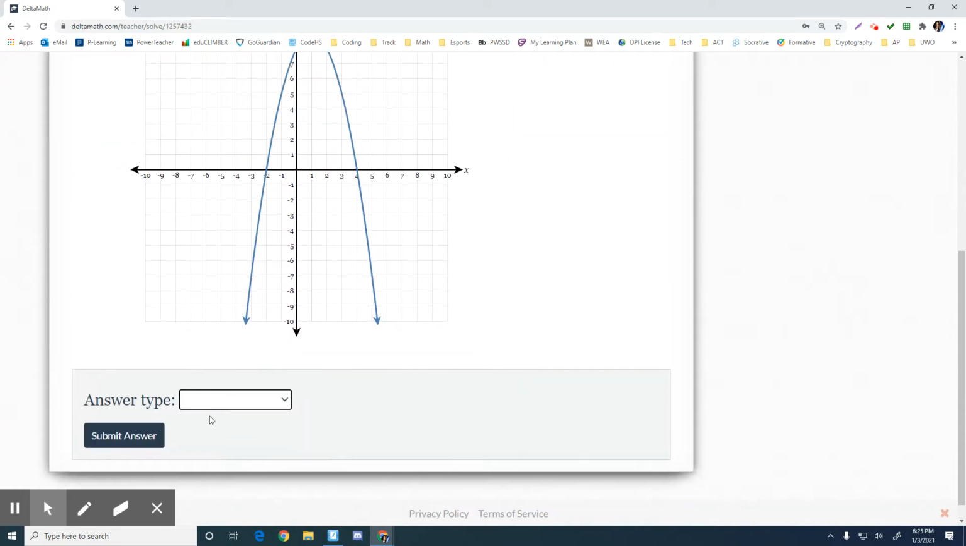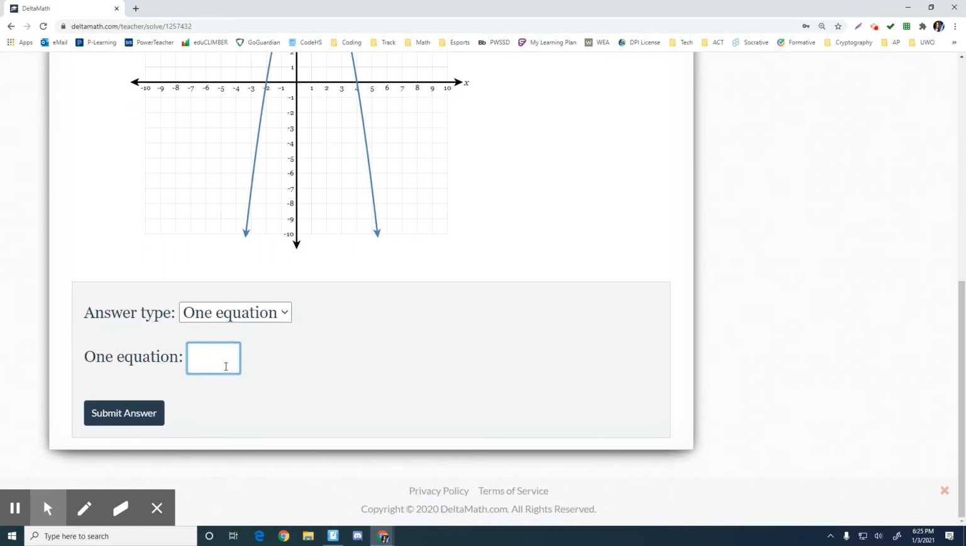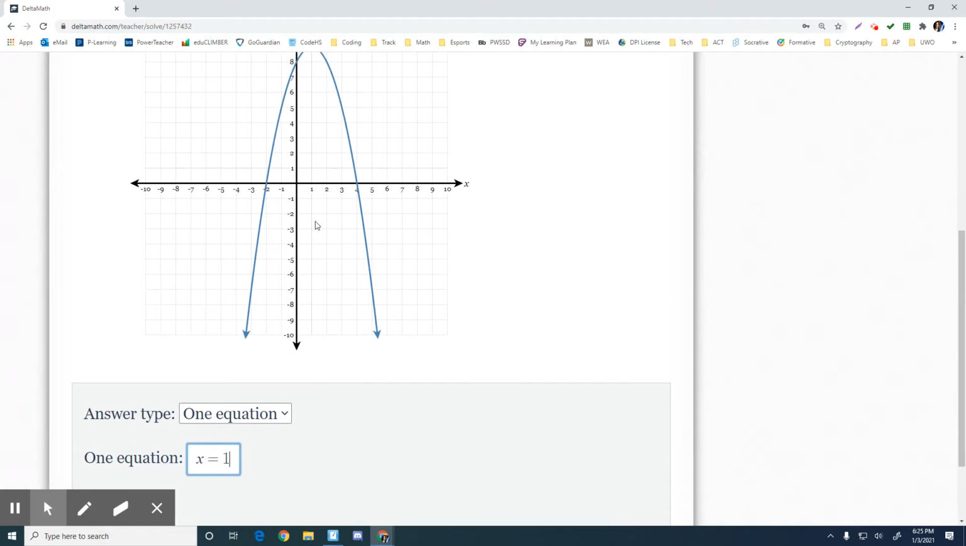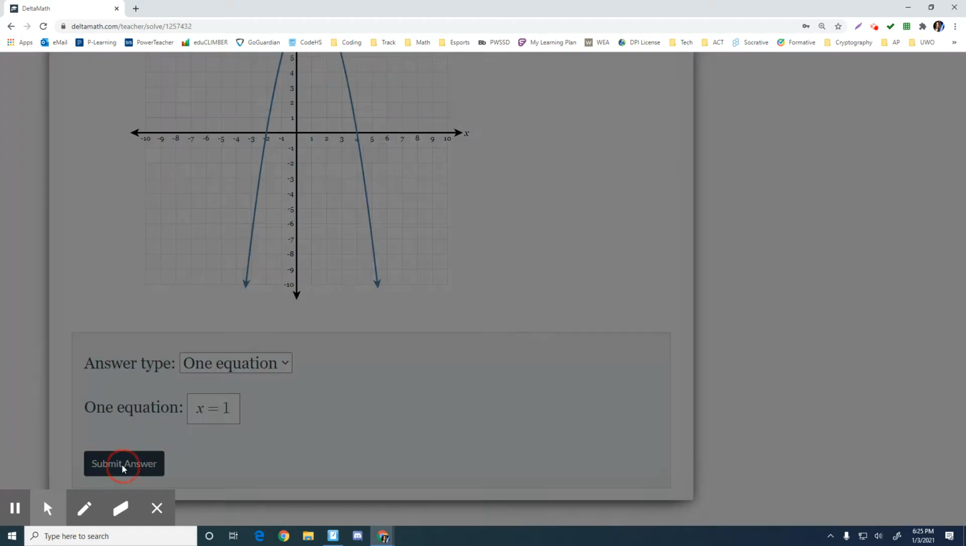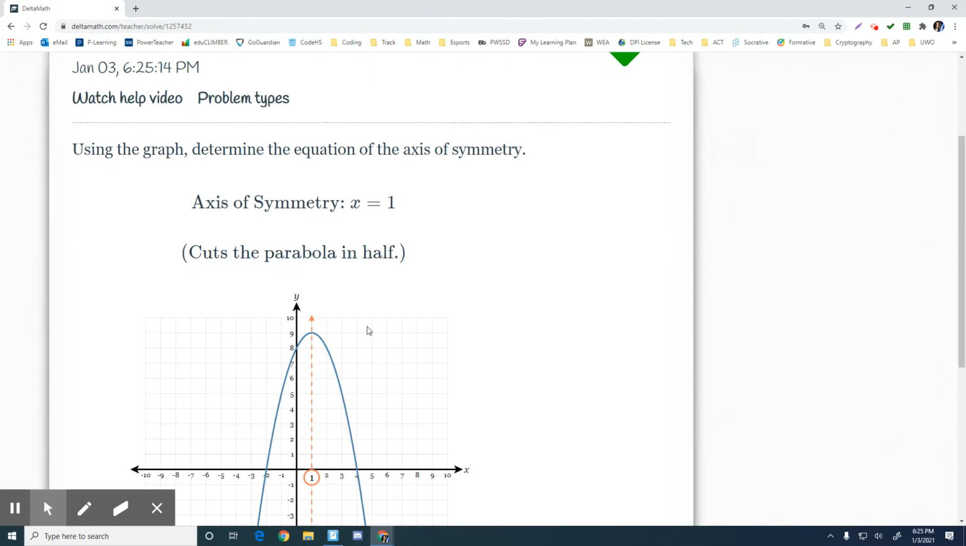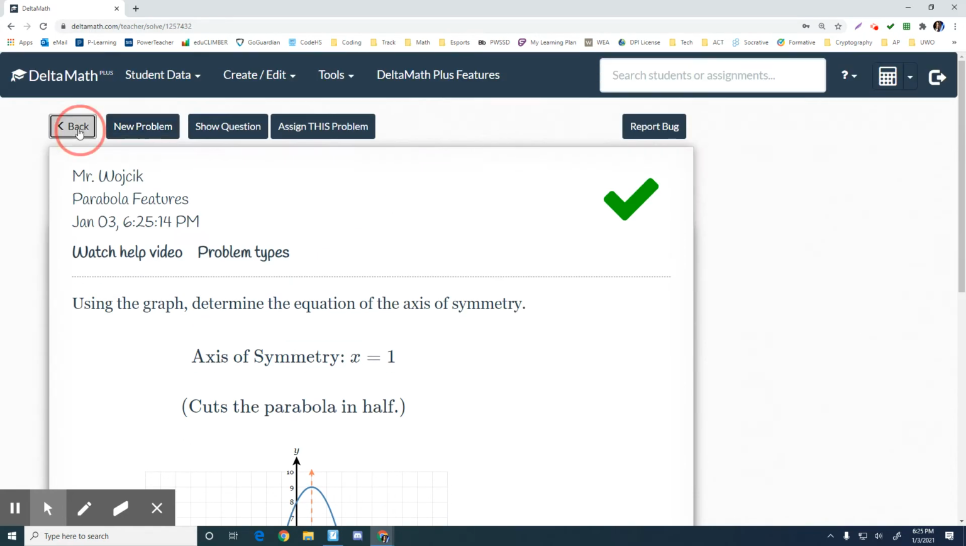Since it's an axis of symmetry, the answer type is one equation because there's only one axis of symmetry. And you have to write it as an equation, so make sure you put that x equals. If you just put a 1, then you're going to get it wrong. So you have to type x equals 1 to get the equation. And there you can see that nice dotted line of the axis of symmetry.